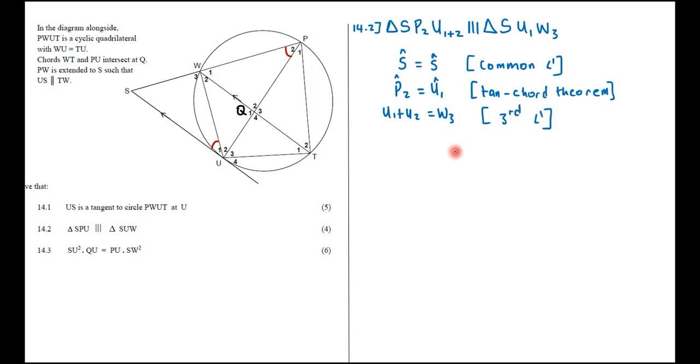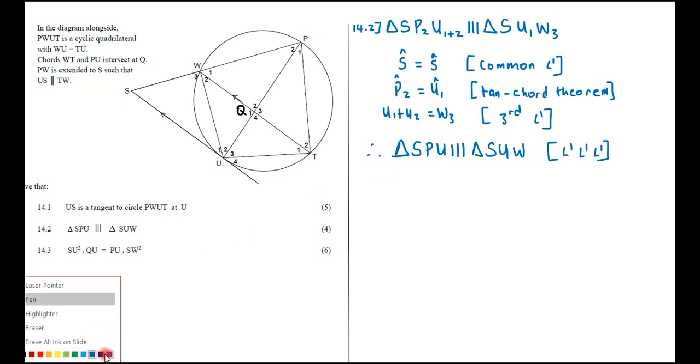Now the nice thing about this is that you only need to prove two angles here. Once you find two angles, then the rest is just a wrap. So now here we see that triangle SPU is similar to triangle SUW, and the reason for that is angle, angle, angle. Once you prove that they are similar, this means the ratios are in proportion. So this over that is the same as that over that, and this over that.